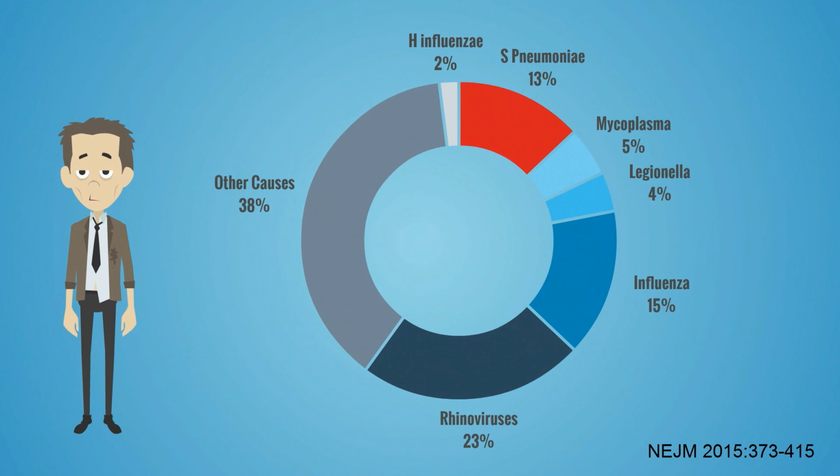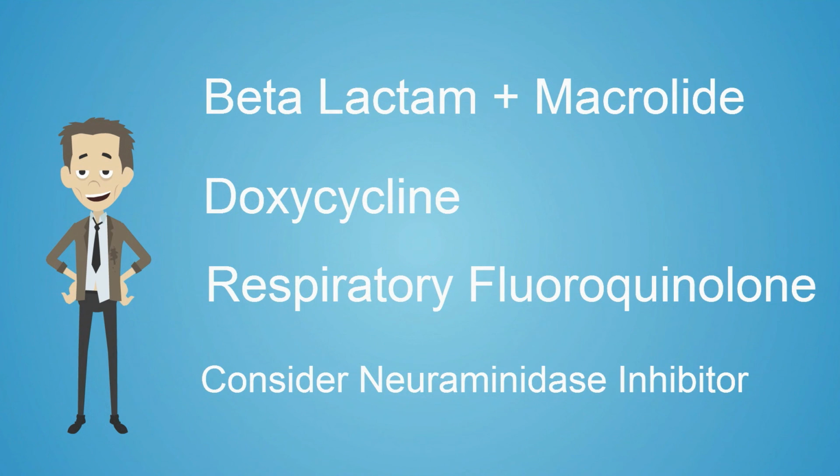These recommendations do not provide coverage for influenza. It's important to remember that influenza makes up about 15% of the pathogens identified in patients with community-acquired pneumonia. Because of the high prevalence of influenza pneumonia, it would be reasonable to add a neuraminidase inhibitor such as oseltamivir.